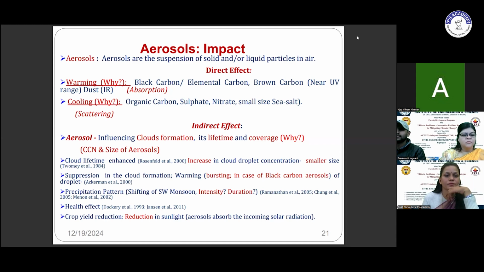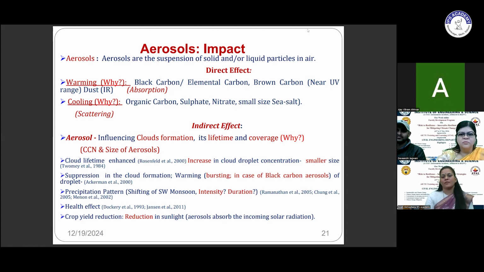An increase in the cloud droplet concentration means a smaller size, then suppression in the cloud formation also, as discussed. Suppression in the cloud formation, and warming if it is black carbon aerosols. If the cloud droplets are formed on the black carbon aerosols, then it will cause warming, and bursting of droplets can take place. Then it will suppress the cloud formation.